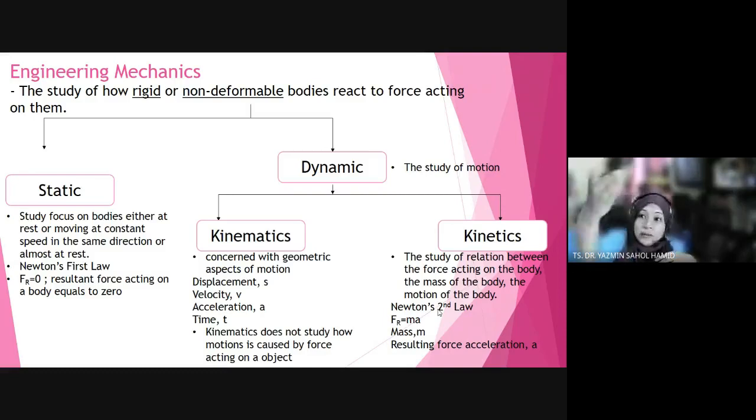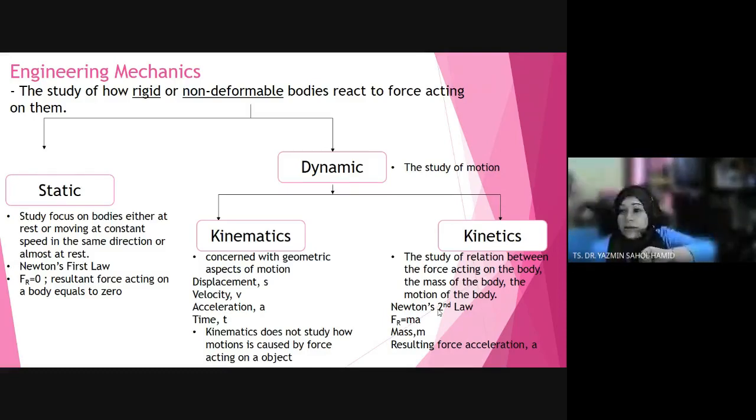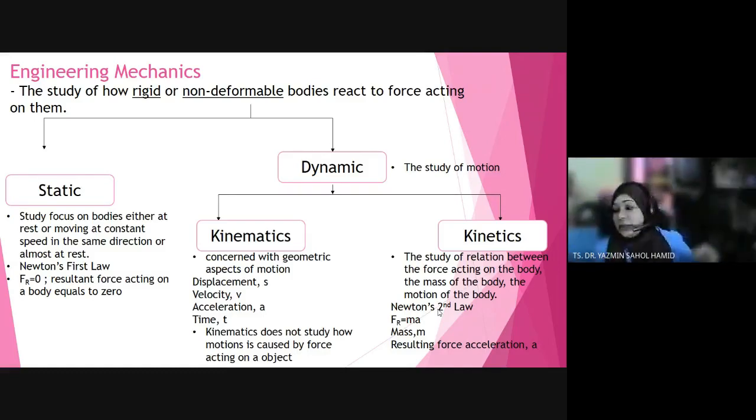For example, as you can see, the mouse. You can see the cup. All these items are non-deformable. They are rigid. Now, previously you studied statics. So what do you understand by statics?